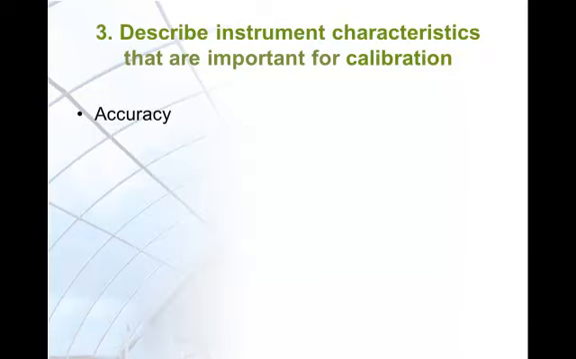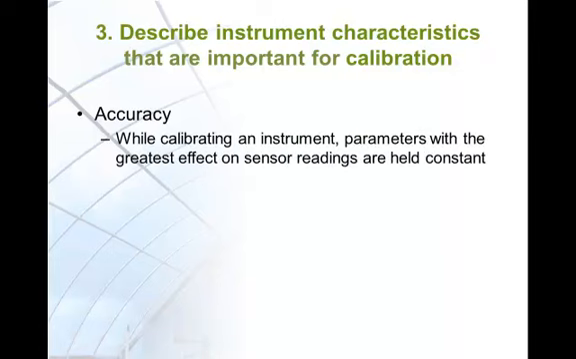How is accuracy increased with calibration practices? While calibrating an instrument, parameters with the greatest effect on sensor readings are held constant. This reduces error. An example of this is calibrating a temperature sensor while keeping it shielded from direct radiation. Direct radiation has a great influence on temperature measurement. Another example is calibrating a relative humidity sensor. Temperature is a parameter that must be held constant because temperature has a great influence on relative humidity.